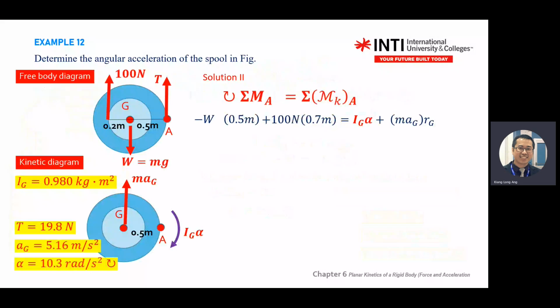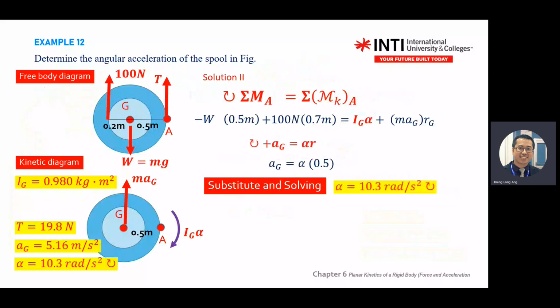Okay, then the kinetic diagram at point A here. This one cannot be ignored because of the moment of inertia. So you have I_G alpha. Then you have one acceleration over here, right? So a_G equal to alpha r. You substitute, and you still get the same answer.